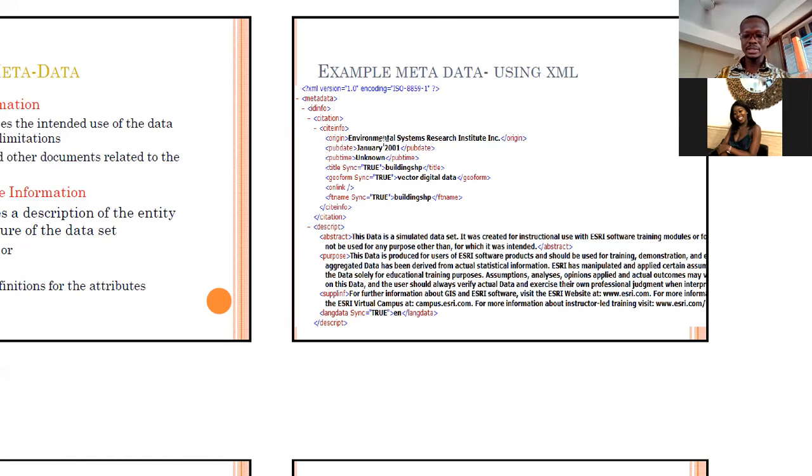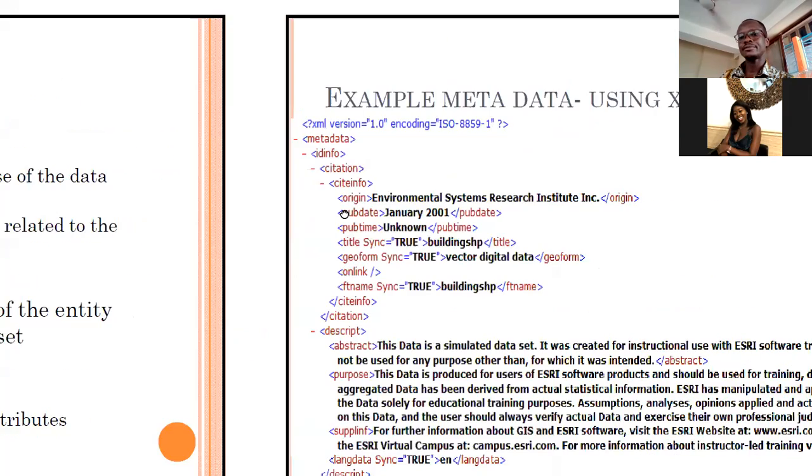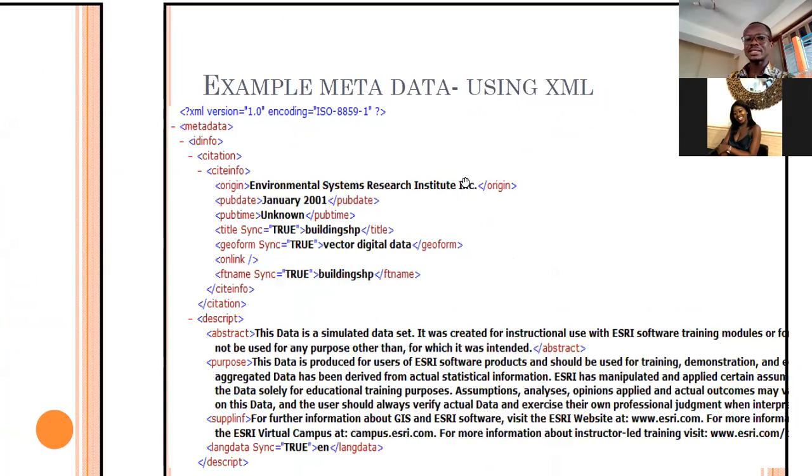So when you look closely at what we have on the board, the origin of the data is the Environmental Systems Research Institute, ESRI, the company that actually created ArcGIS software. Then this data set was published in January 2001. Then it says publication time, we don't know. So they are telling you, all right, it's up to you to decide. They don't know the publication time. Would I use this data? That is the idea and the rationale behind metadata.